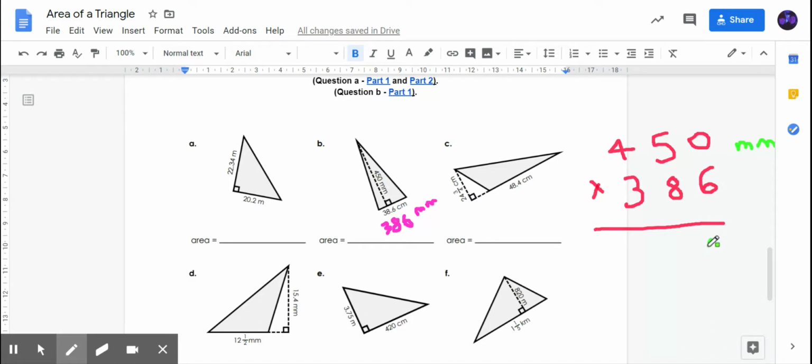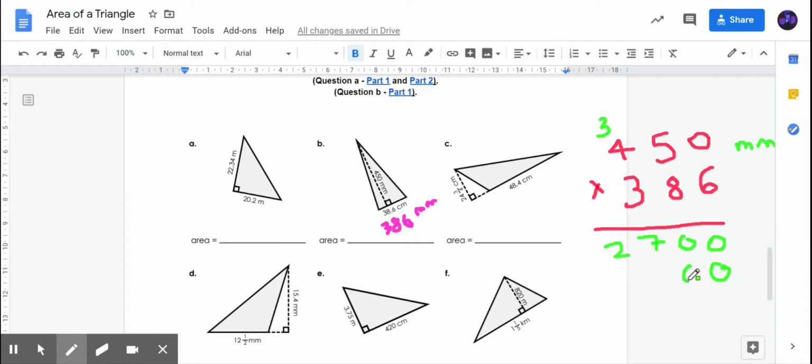So step number 1, 6 times 0 is 0. 6 times 5 is 30. So I write my 0 and I carry my 3. 6 times 4 is 24, plus my 3 is 27. All right, my next step is to multiply the next number along in my bottom row. 8 times 0, actually, before I even do that, I need to write my 0 because I'm multiplying by tens. So I'm putting the 0 here to hold the place value.